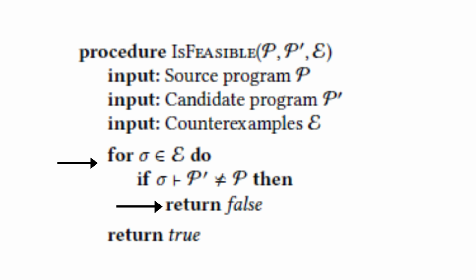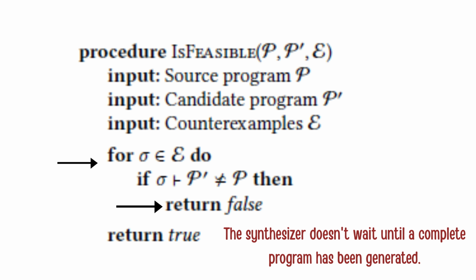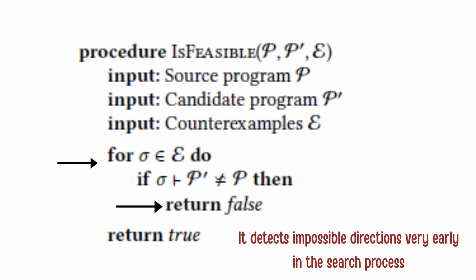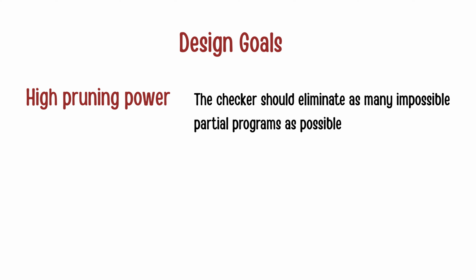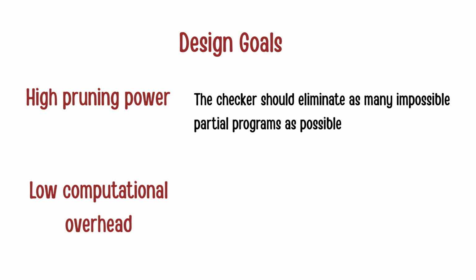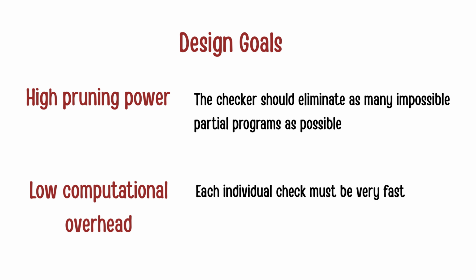Notice what this means. The synthesizer doesn't wait until a complete program has been generated. Instead, it detects impossible directions very early in the search process. The authors explain that the trace compatibility checker must satisfy two important requirements. The first is high pruning power. The checker should eliminate as many impossible partial programs as possible. The second is low computational overhead. Since this checker runs thousands of times during synthesis, each individual check must be very fast.